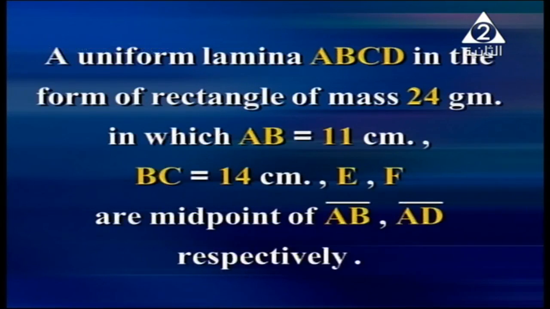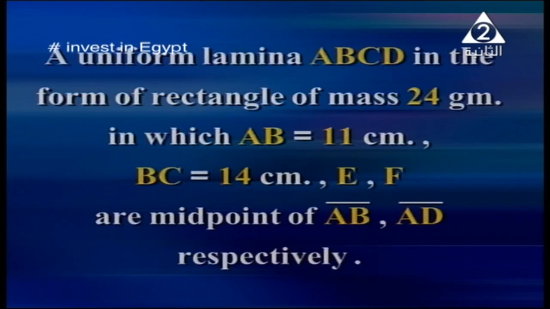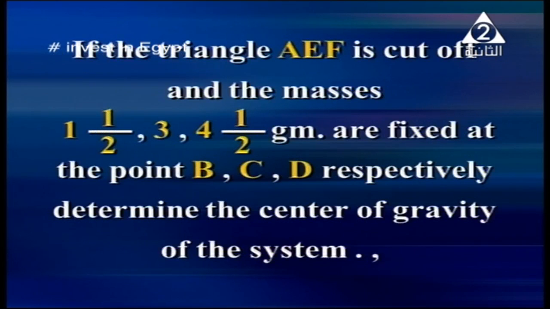My dear student, look at the important example. A uniform lamina ABCD in the form of a rectangle of mass 24 gram, in which AB equals 11 centimeter, BC equals 14 centimeter. E and F are midpoints of AB and AD respectively. If the triangle AEF is cut off and the masses 1.5, 3, 4.5 gram are fixed at the points B, C, D respectively, determine the center of gravity of the system.